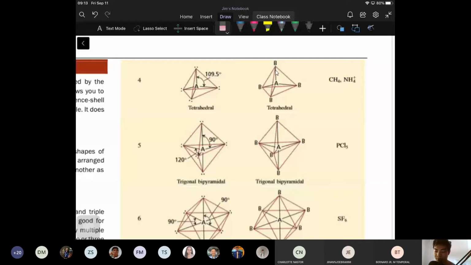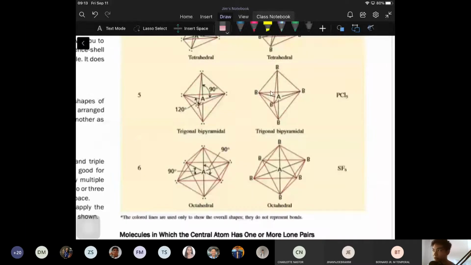So, yan. Pag 5, you have trigonal bipyramidal. If yung isa dyan ginawa mong lone pair, magiging seesaw yan. Pag dalawa yung ginawa mong lone pair, magiging T-shape yan. Pag tatlo yung ginawa mong lone pair, mawawala lahat ng nasa equator. You will have linear. No?